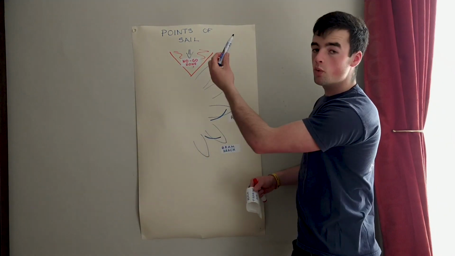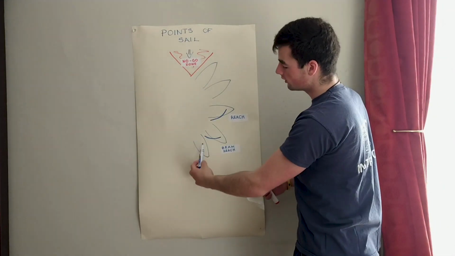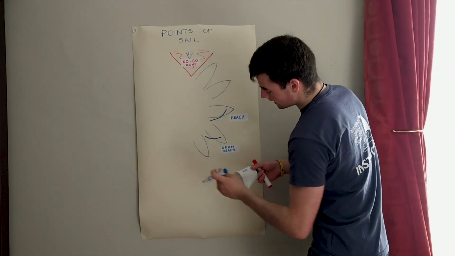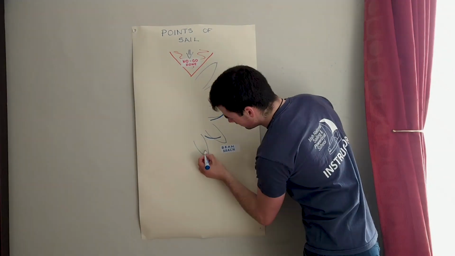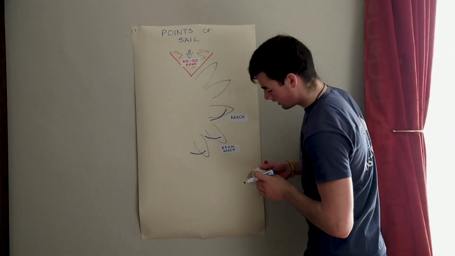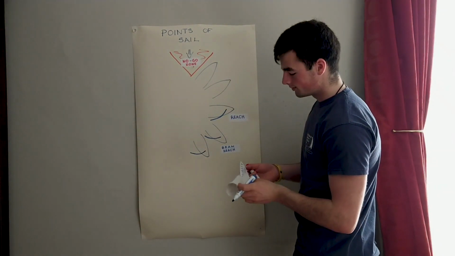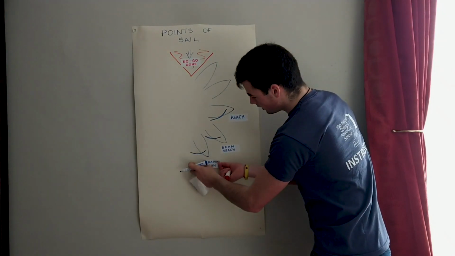And then when we're heading away from the wind on a run, so this boat down here, we're going to have our sail all the way out, like so. And this is called the training run. So all the way out.